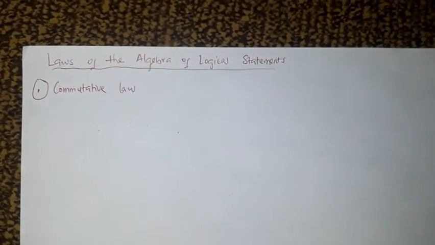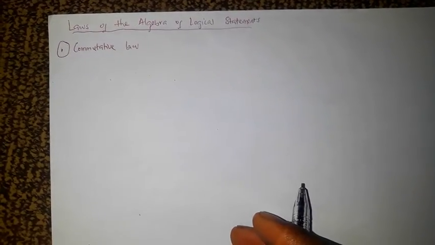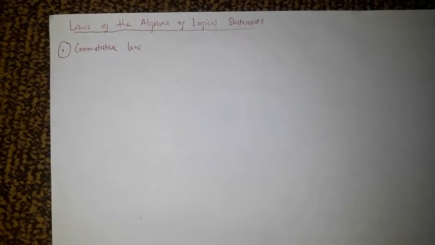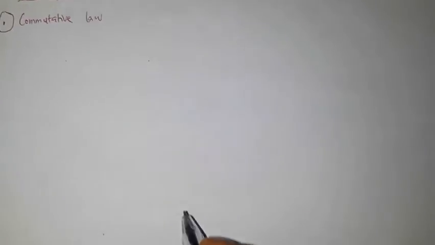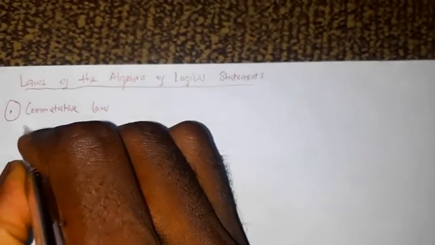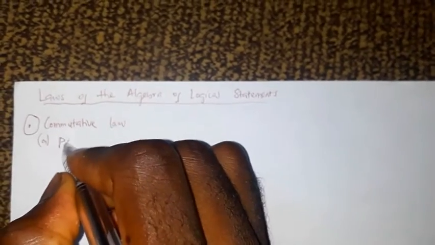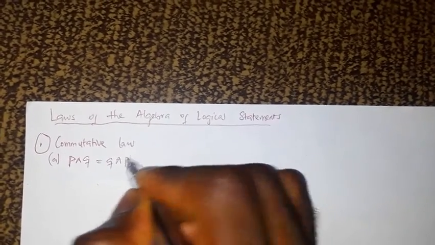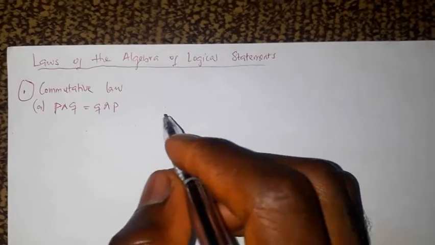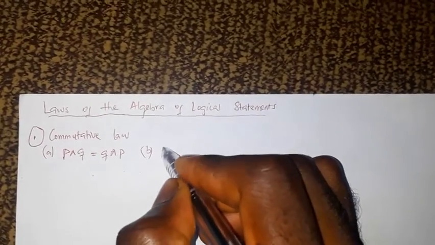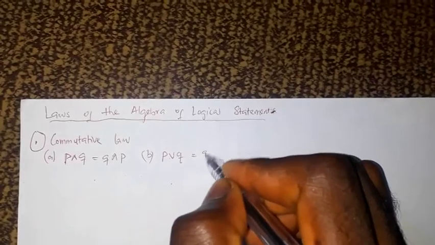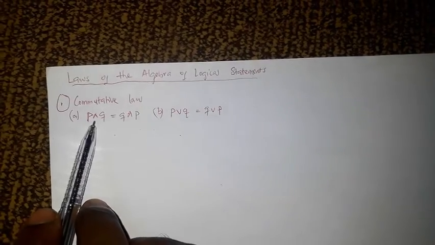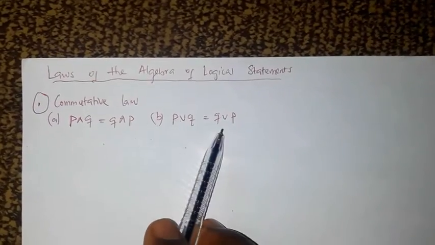Now for each of these laws or axioms, we are using the idea of sets. The commutative law states that for the first condition we have P and Q equals Q and P. Then we also have P or Q equals Q or P. So it means that the solution of this one will be the same thing as the solution of this.